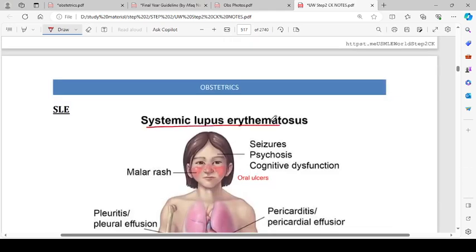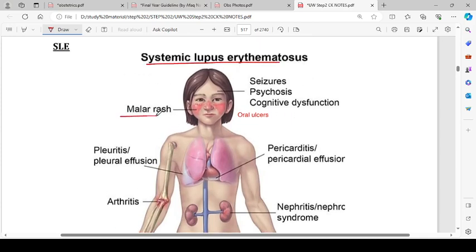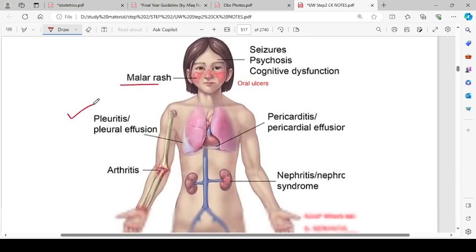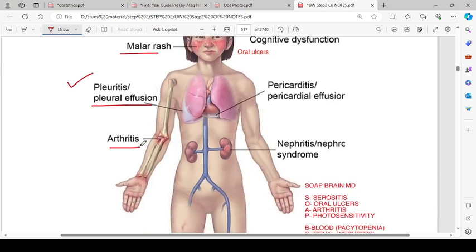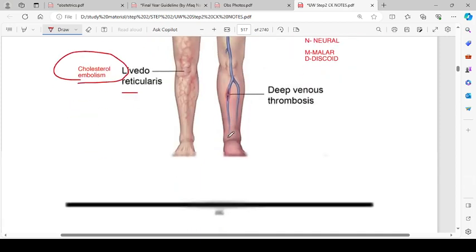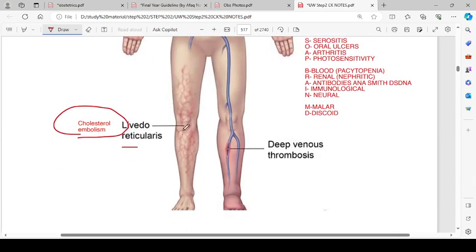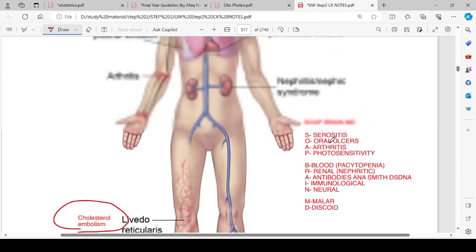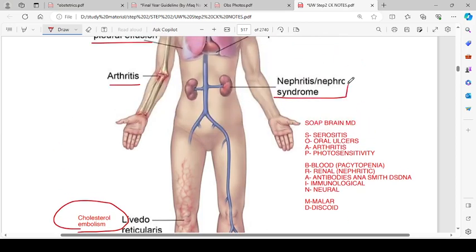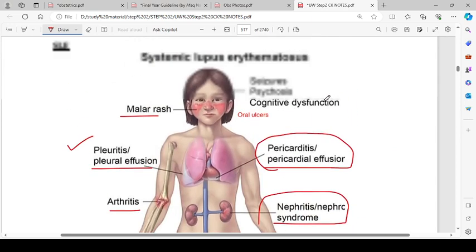Systemic lupus erythematosus. So the symptomatology is malar rash, there will be pleuritis and pleural effusion, arthritis, livedo reticularis, which is cholesterol embolism. No, it is not cholesterol embolism. Maybe it is. Okay, then deep vein thrombosis. Then we have nephritis, nephritic and nephrotic syndrome, and pericarditis and pericardial effusion, seizures, psychosis, and cognitive dysfunction, oral ulcers.